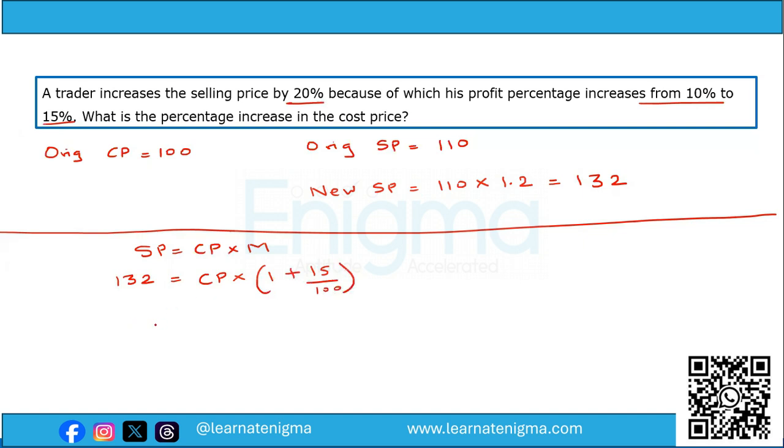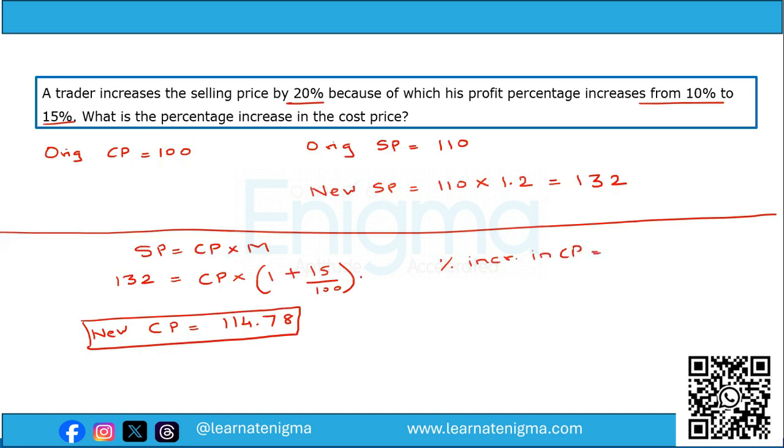So, if we solve this, we get the cost price to be 114.78. So, this is the new cost price. Original cost price we have assumed it to be 100, and hence we can easily calculate the percentage increase in cost price, because the increase is of 14.78.